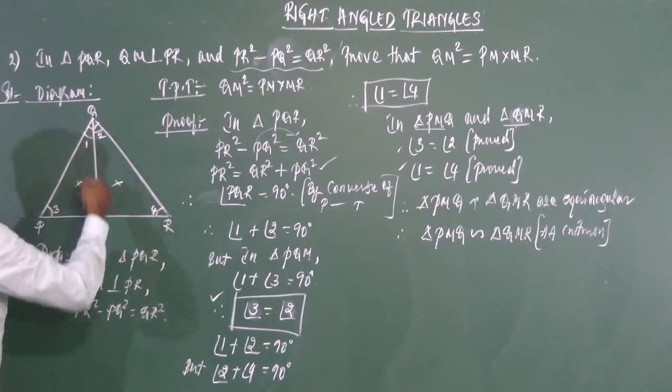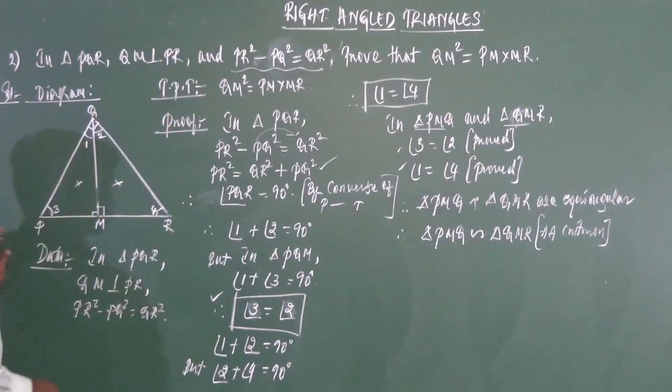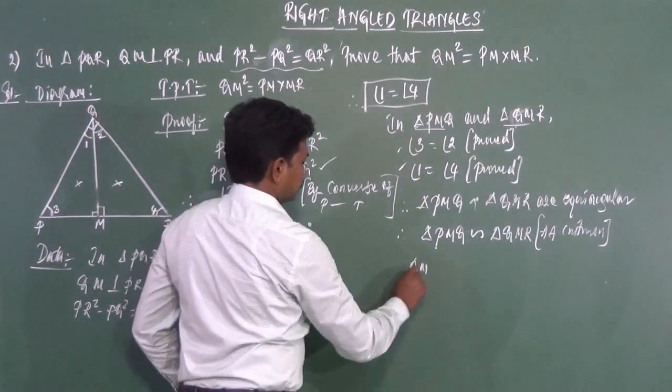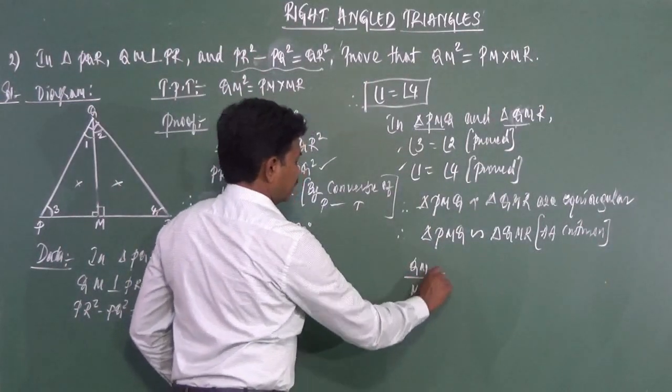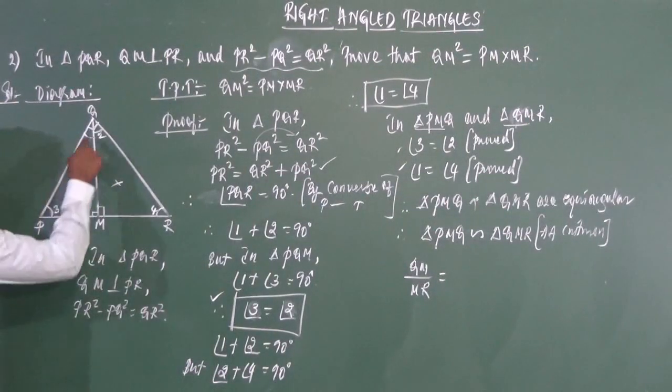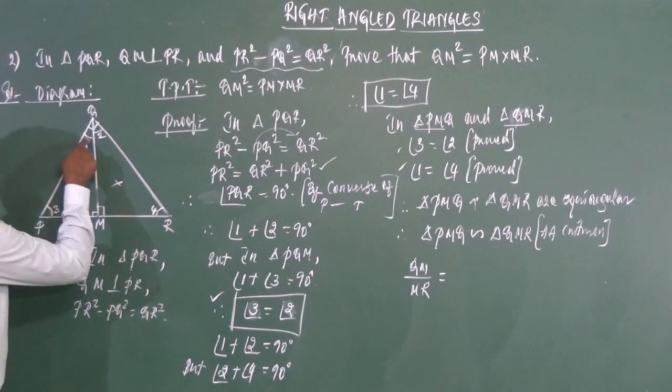So it becomes QM by MR. I hope you got it, you remember this. So QM by MR is equal to, we'll go with the second side. This was equal to this, we have done it. Now we'll go with this.